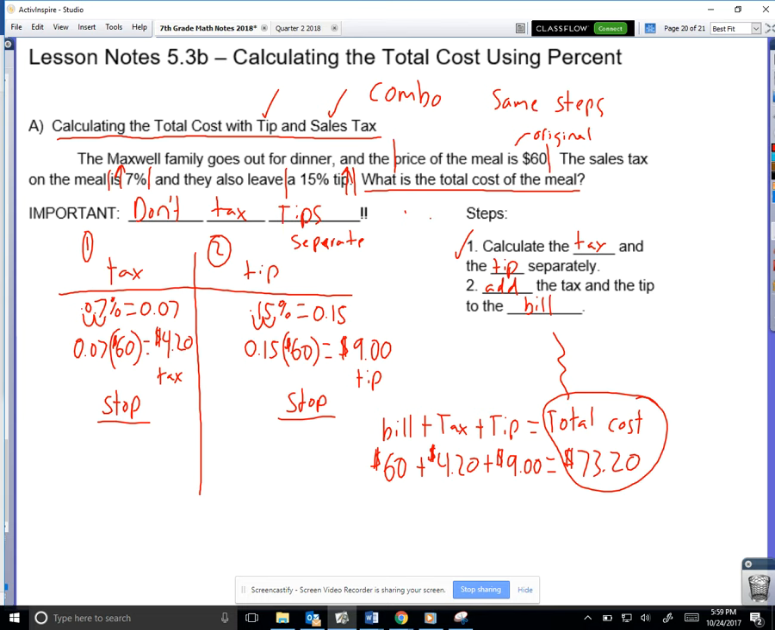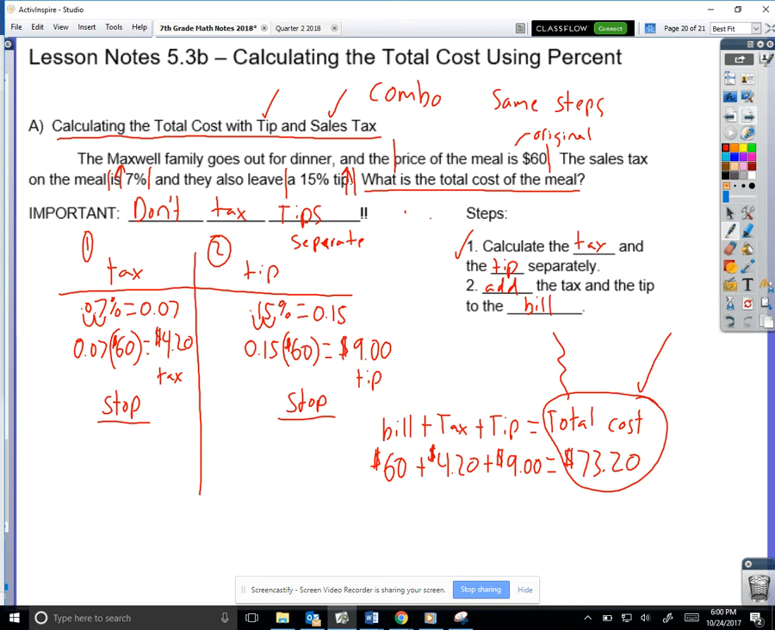All right, that's it. We're just doing the same steps we did before. We just got 2 things to calculate, and then we finally get our total cost over here. Again, if you got lost in some of this process, these are the same steps we've done. Talk to me about it, and we'll get this figured out, and we'll get you guys squared away. All right, let's take a look at another combo problem.